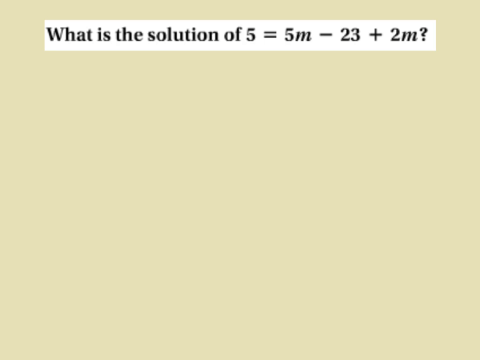So when I first look at this equation, 5 equals 5m minus 23 plus 2m, I can see that I can combine like terms. And you only combine like terms when they're on the same side of the equation. So I would have 5 is equal to 7m minus 23.